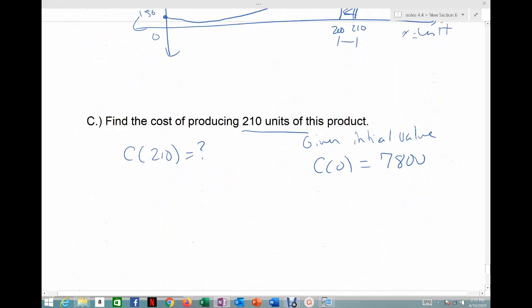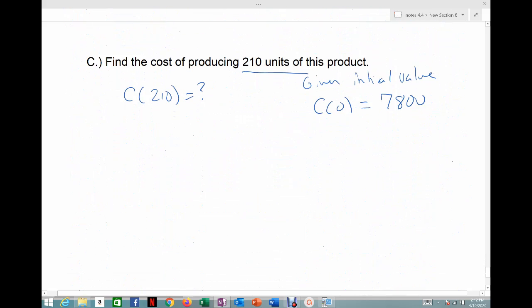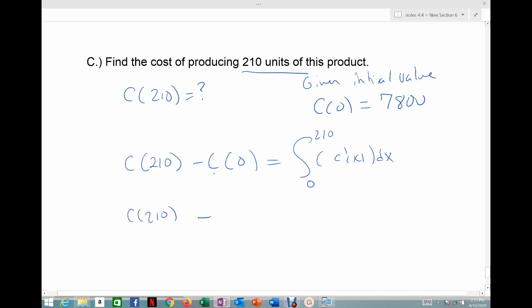I'm actually going to use the fundamental theorem of calculus. All right, I'm going to use my calculator to solve this. If I find the change in cost from producing 0 items up to 210, using my fundamental theorem of calculus, I can solve this. Right? Because I know this value. All right, if I want to find 210, well, I know the cost to produce nothing is 7,800, and then I just find this. So I integrate from 0 to 210, which I already have the function in my calculator.